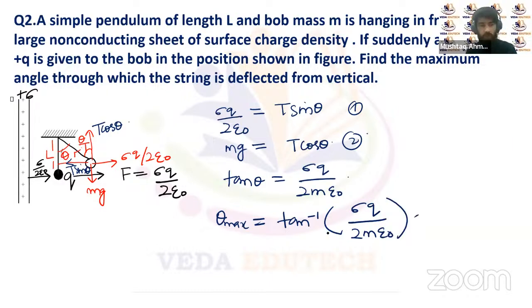This will be the maximum deflection for this bob because of this electrostatic force, because of this infinite non-conducting sheet. So this is how we can find the maximum deflection, or how we can find the equilibrium condition for this bob at an angle of theta. We have to just balance all the vertical forces and all the horizontal forces to calculate the angle theta.